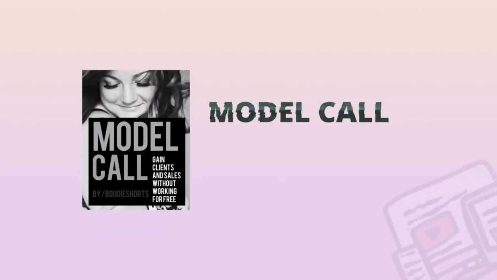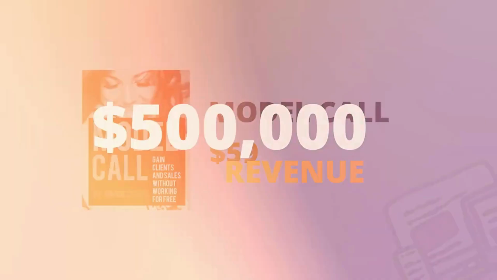Now, I know at the beginning of this video, I mentioned my $500,000 ebook. It was called Model Call. I sold it for $59. For the few years that it was for sale, I made over $500,000 in revenue. And then when I pivoted to teaching what I teach now, I was actually able to sell the IP of that ebook to another educator and make money from that as well.